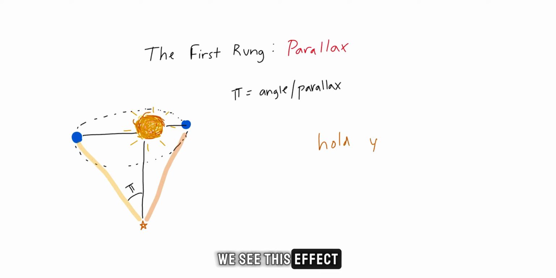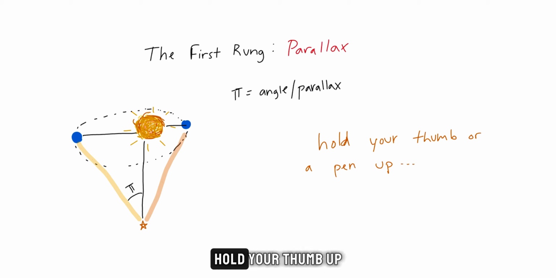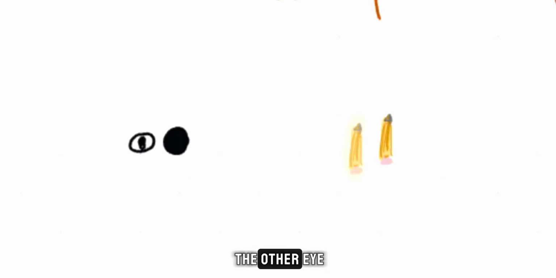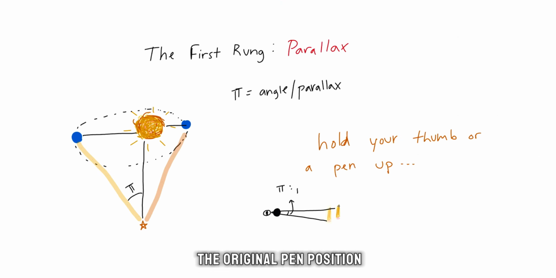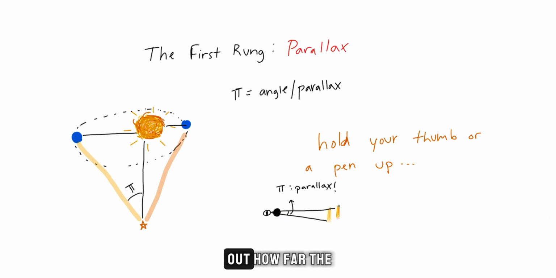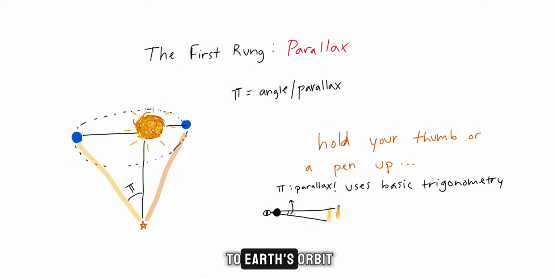We see this effect happen to us as well. Hold your thumb up or a pen up in front of your eyes at arm's length. If you do this and close one eye, the pen or your thumb will seem to be in the same position that it was before. However, if you close the other eye, the pen seems to shift positions. Using this difference between the original pen position and the shifted pen position, we can essentially find out how far the pen is from our eyes. The same principle applies to Earth's orbit.